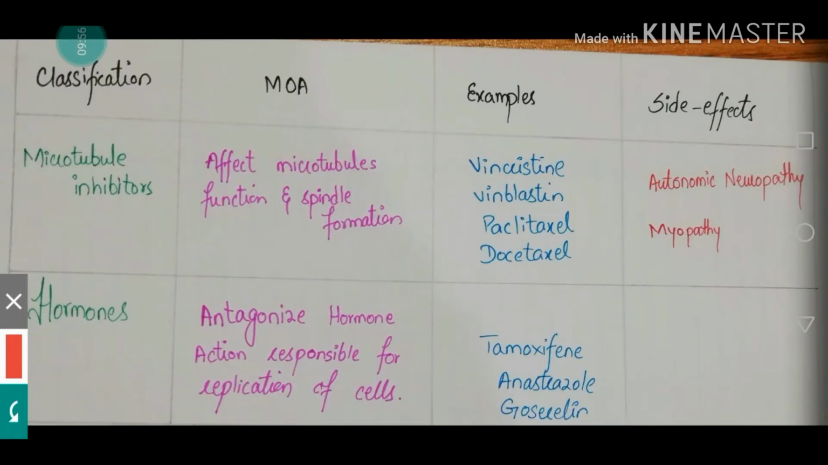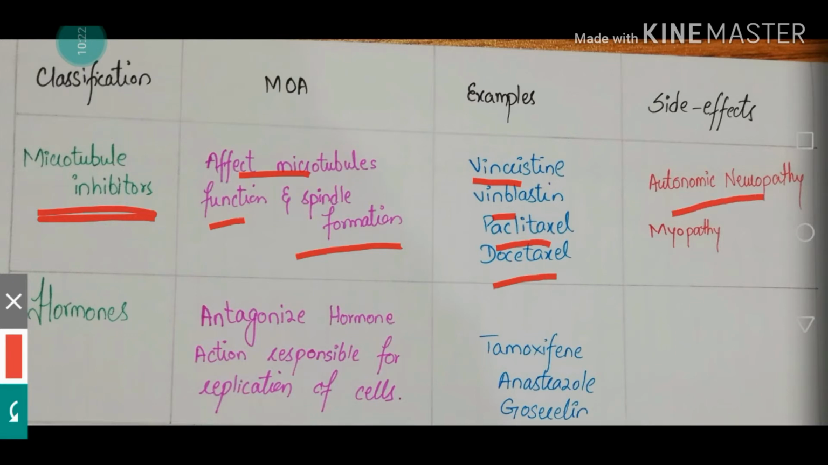Now, talking about the 4th and 5th category, microtubule inhibitors. Now, they will affect the microtubular functioning and eventually prevent the cell division to occur. The examples are vincristine, vinblastine, paclitaxel, docetaxel. Their side effects include autonomic neuropathy and myopathy. Then comes hormones. Now, these hormone drugs, they antagonize the hormone action which is responsible for the replication of cell, thus they will inhibit the replication. They include tamoxifen, anastrozole, leuprolide.